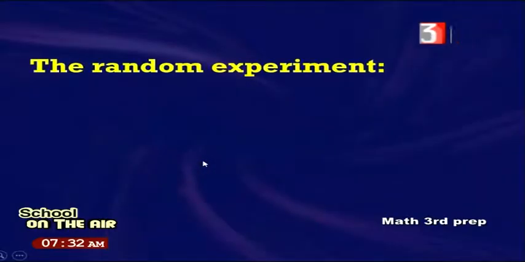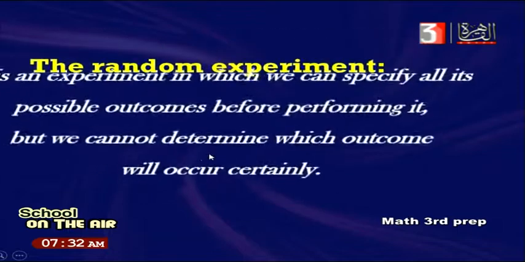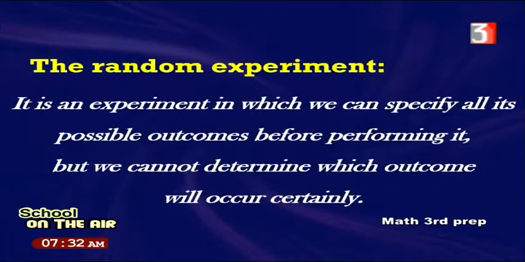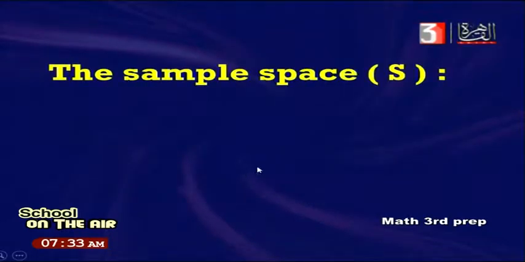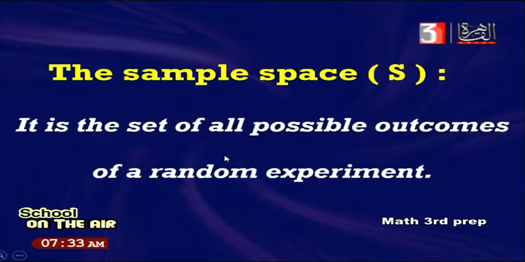The random experiment. It's an experiment in which we can specify all its possible outcomes before performing it, but we cannot determine which outcome will occur for certain. The sample space is the set of all possible outcomes of a random experiment, and we denote it by S.